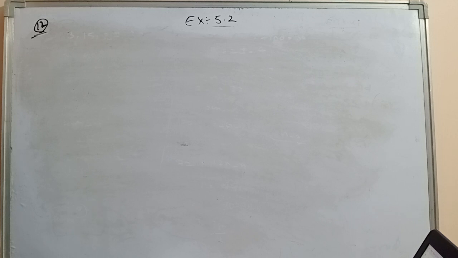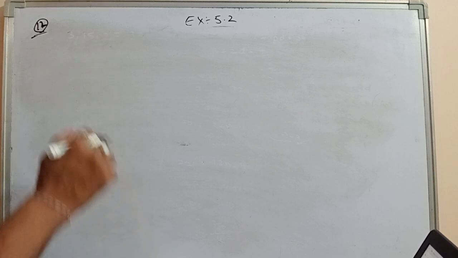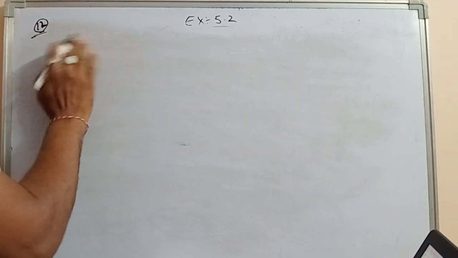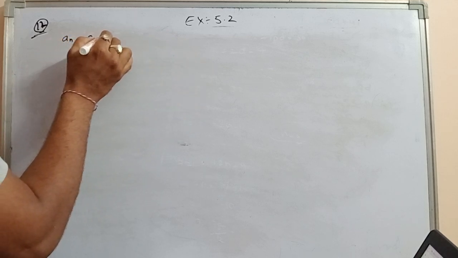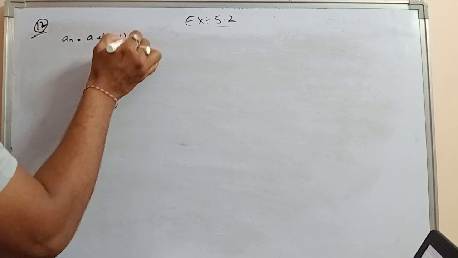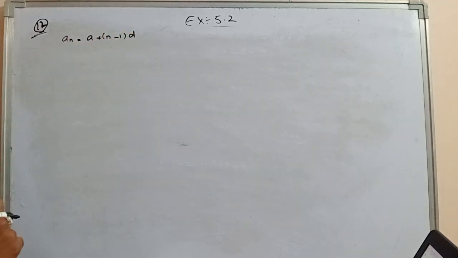So for that, what is given? Let the given two equations be in AP. The common difference of the AP is D, and the first term is A. In order to find the nth term, what is the formula? An is equal to A plus n minus 1 into D.